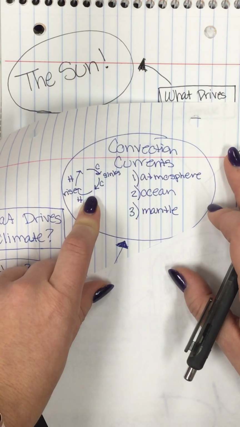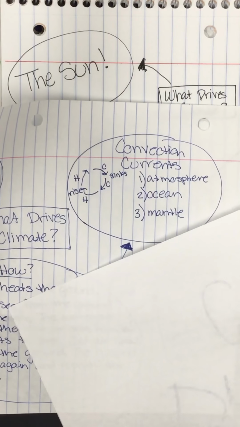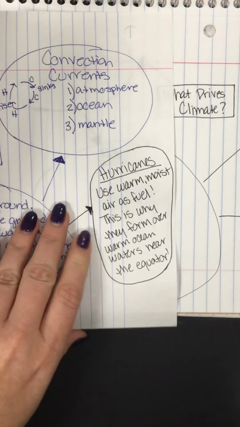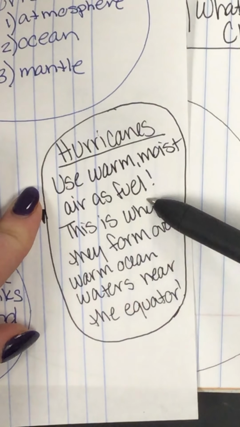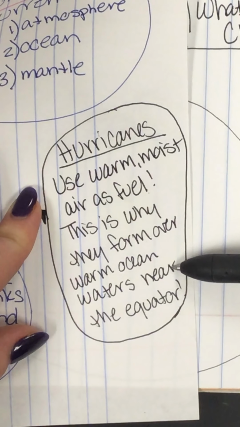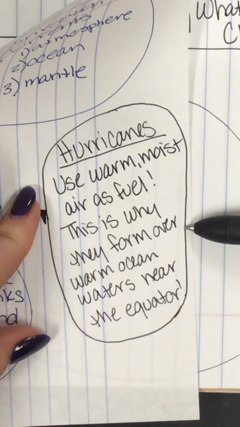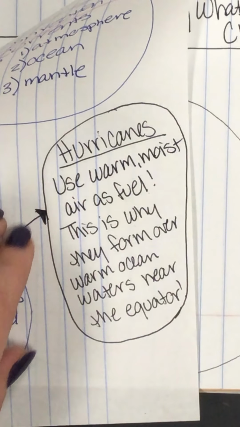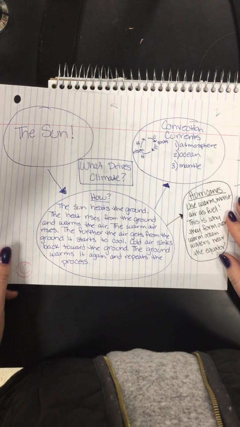Then our bottom right bubble on our graphic organizer is going to talk about hurricanes. So remember, hurricanes use warm, moist air as fuel. This is why they form over warm ocean waters near the equator. This is a big idea that we're going to need to remember. Go ahead and pause the video, get this written down. I'm going to zoom out. This is what your graphic organizer should look like.